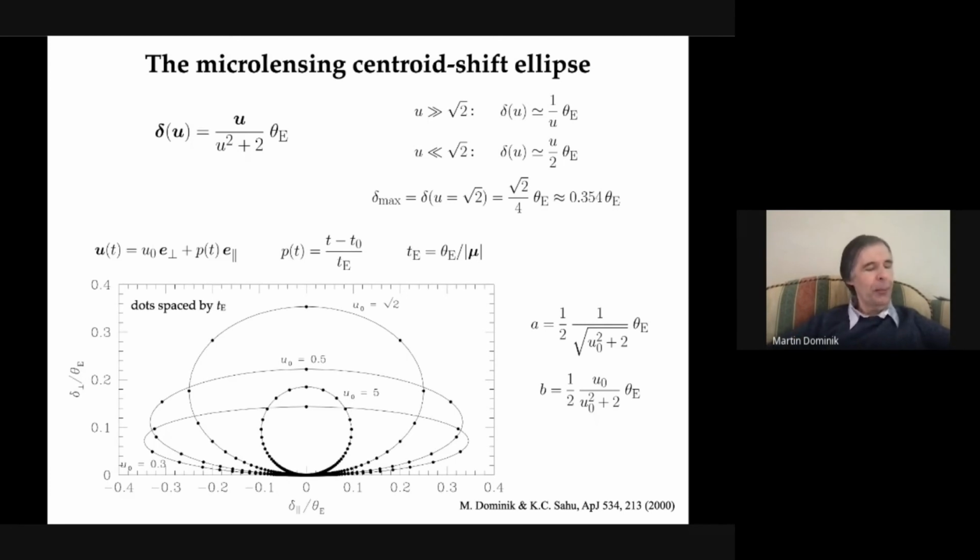If one looks at the components of the centroid shift, parallel and perpendicular to the motion of the source star relative to the lens star, one finds that the light centroid shift traces an ellipse. For large u0, the ellipse approaches a circle, whereas for small u0, it approaches a straight line in parallel direction.